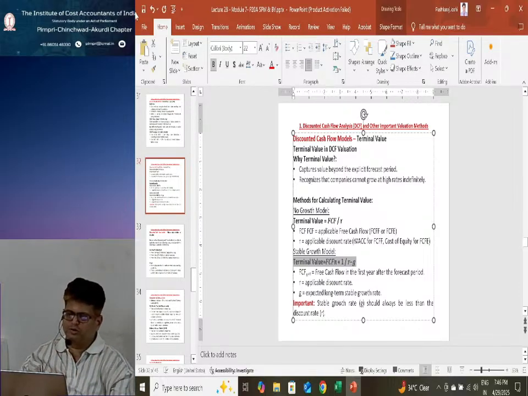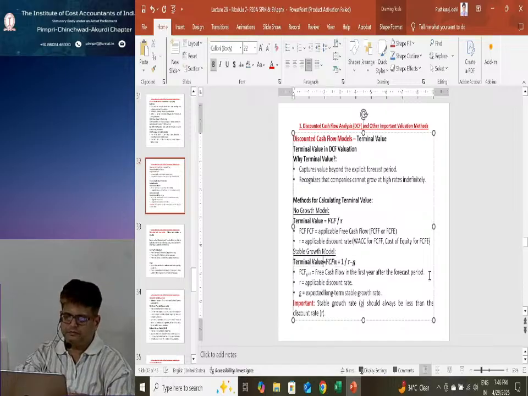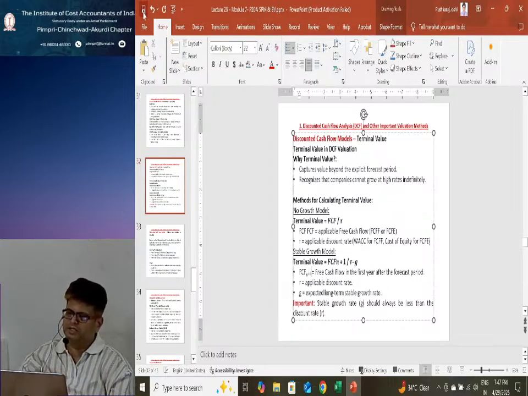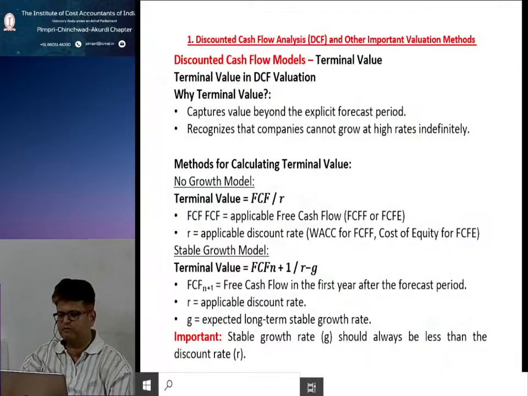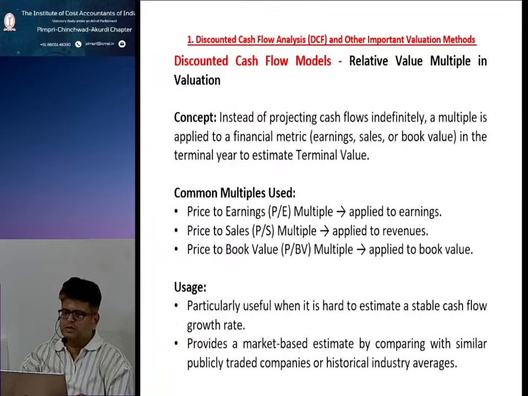So terminal value is equal to FCF N plus 1 divided by R minus G, where FCF N plus 1 is the free cash flow in the first year after the forecast period, R is the applicable discount rate, and G is the expected long-term stable growth rate. An important aspect here is that the stable growth rate G should always be less than the discount rate. That's a word of caution one has to observe while the valuation is being done, especially the terminal value. So this was about terminal value.